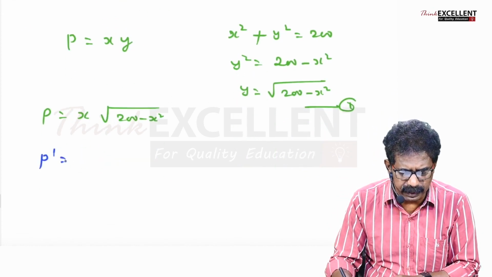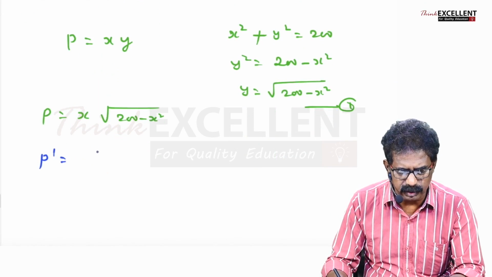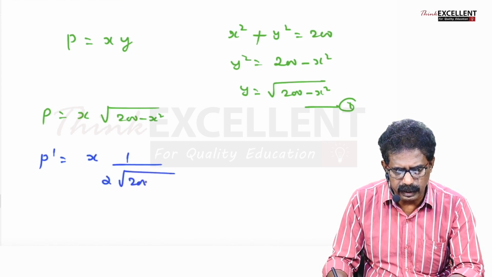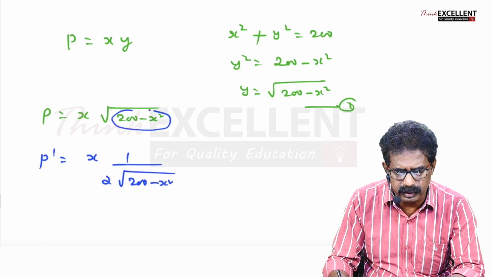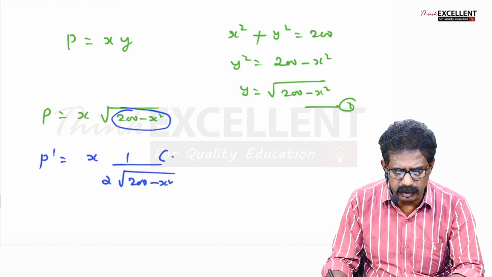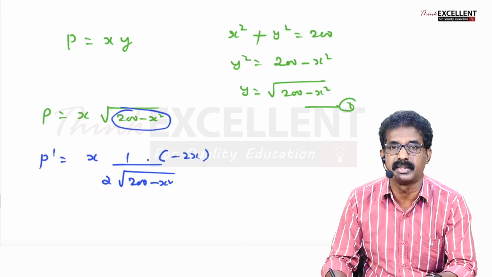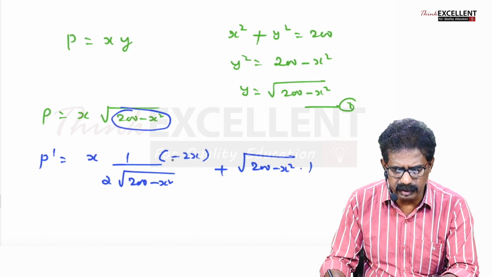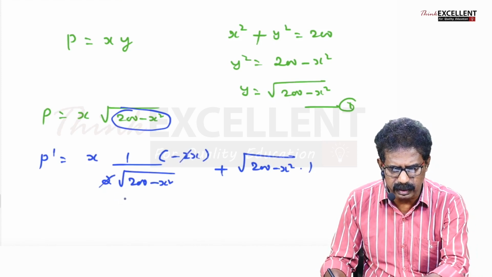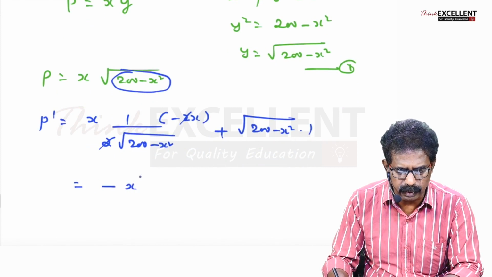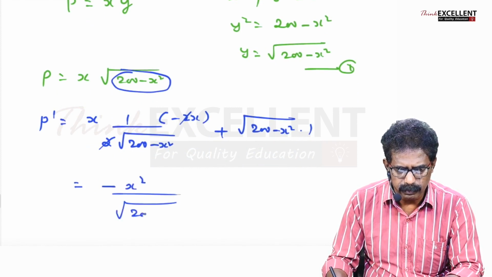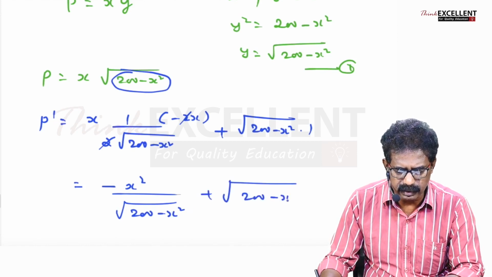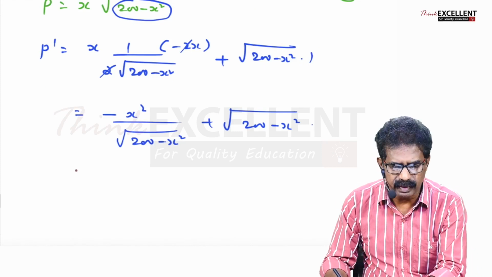So differentiate. Apply product rule. First into derivative of second: root x, derivative 1 by 2 root of 200 minus x square, into the inner part derivative: 200 derivative 0, minus x square derivative minus 2x. Plus second into derivative of first: root of 200 minus x square into 1. Cancel the 2 here. You are getting minus x square by root of 200 minus x square, plus root of 200 minus x square. So this is P dash value, right?